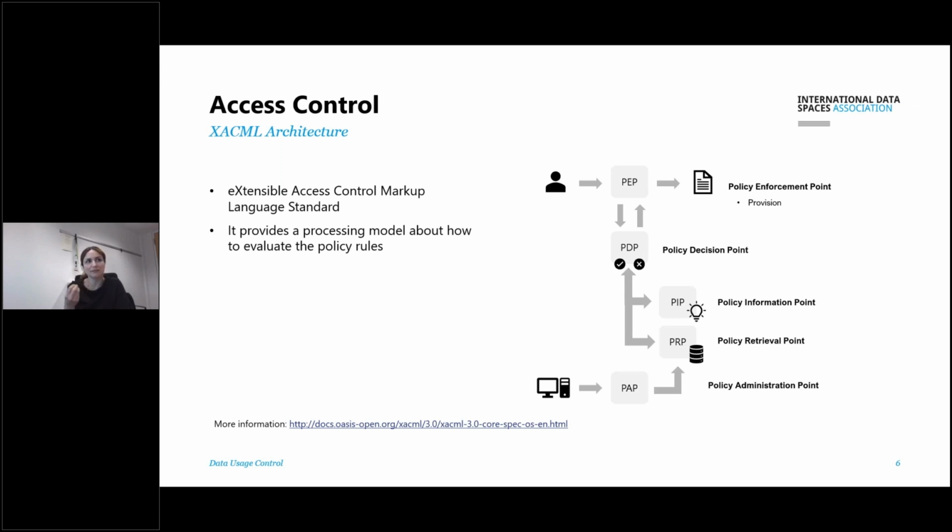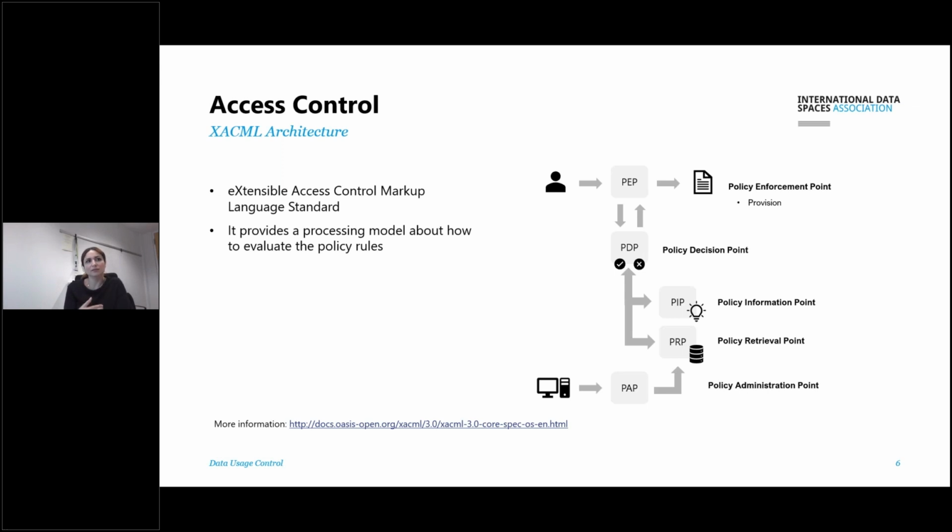The PDP acts as the brain of this architecture, but has to make this decision based on the policies and the information, so the values of those attributes. On the other hand, we have this policy administration point where you can define your policies. The policies are stored in a repository, which the policy retrieval point takes care of.